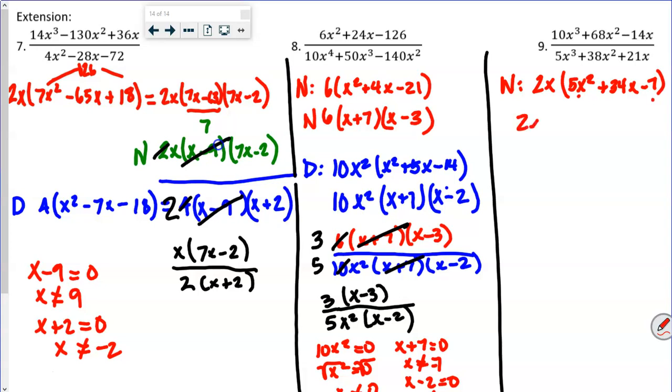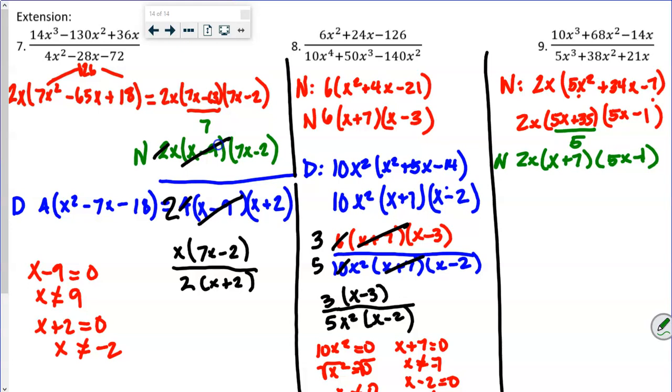So we got 2x, and I'm going to do this the way we did before. I'm going to do a 5x here and a 5x here, and this is going to be plus 35 and minus 1. So this has a GCF, that's going to be 5. So this is going to be 2x times x plus 7. And then this is going to be 5x minus 1. So that's still our numerator.